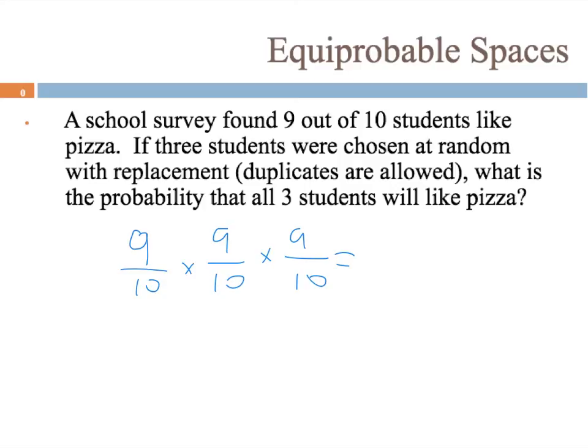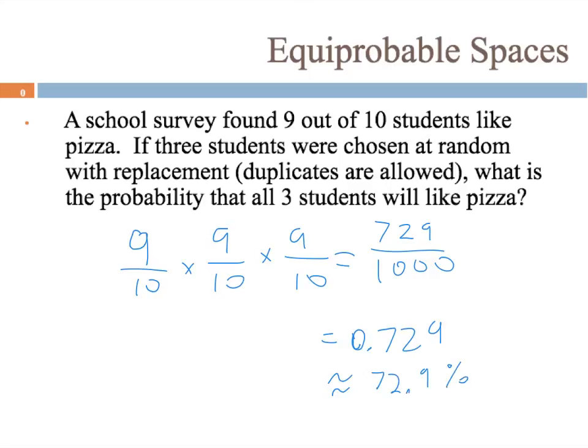So that's going to come out to be 729 out of 1,000. So we could write that as a decimal or a percentage, so that would be 0.729, or we could also say 72.9% chance. So pretty good chance that all 3 students would say they like pizza.